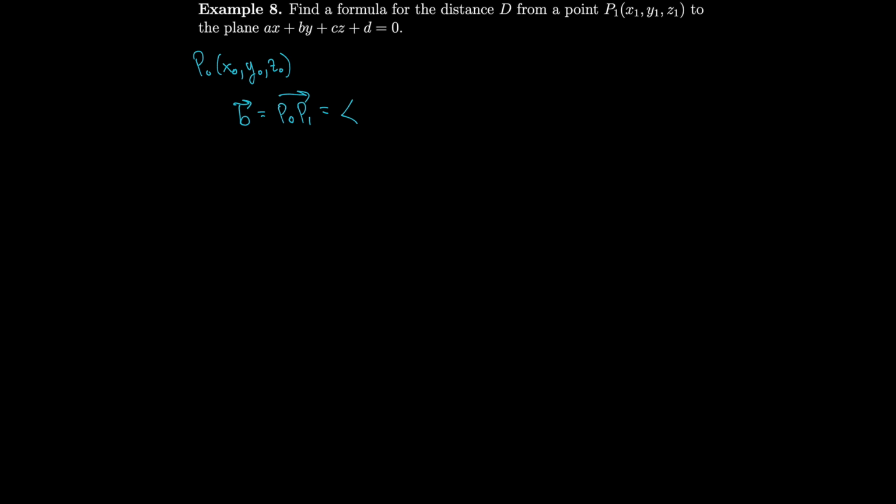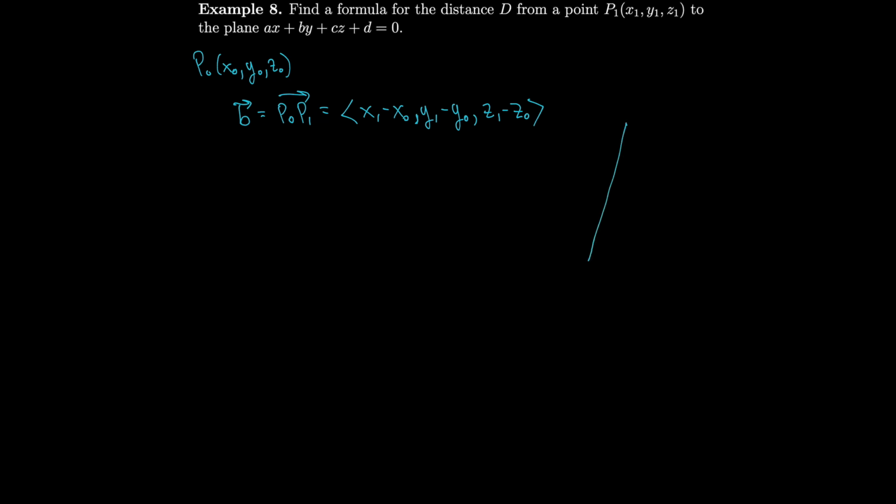We'll get that by subtracting. So we said p1 was x1, y1, z1. So subtracting from x naught, y naught, z naught, we have x1 minus x naught, y1 minus y naught, and z1 minus z naught. So let's see if we can use this to build the formula that we want.